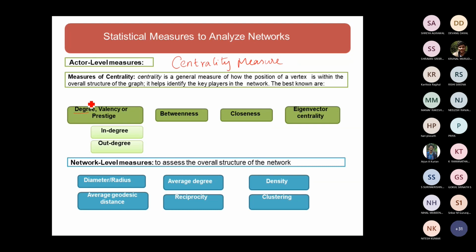Degree we have seen. What is degree? The total number of connections a user has in the entire graph. That is called degree. What is in-degree? The total number of incoming links a node has. What is out-degree? The total number of outgoing links that emerge from a node. It is called out-degree.